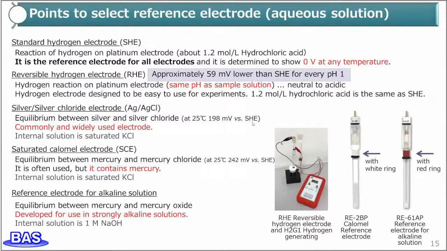The calomel electrode is a mercury electrode, which shows 242 mV for standard hydrogen electrode. The calomel electrode is also a stable reference electrode, but since it uses mercury, it has become less frequently used in recent years. For general measurement, the silver chloride electrode should be chosen.